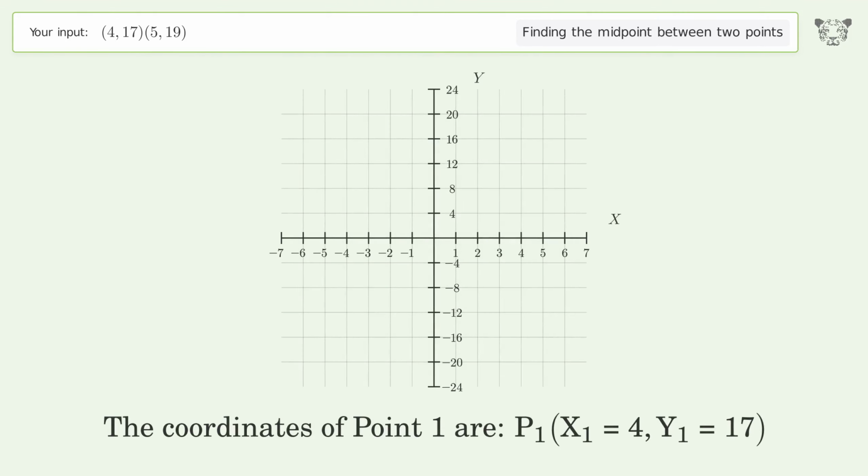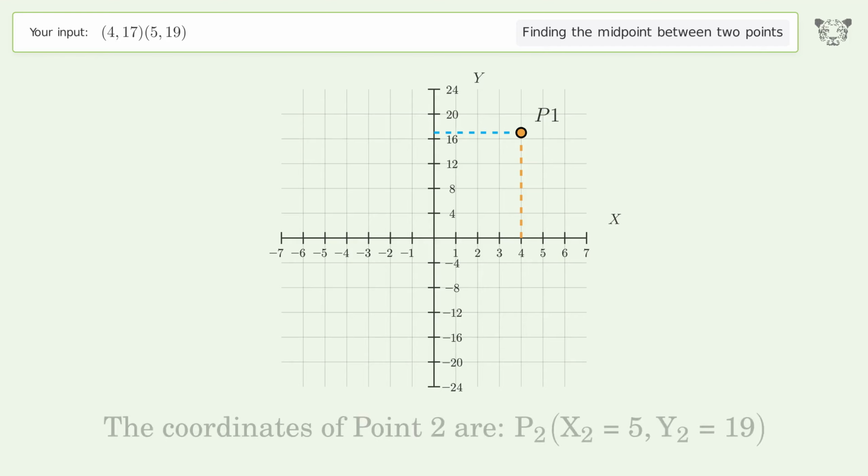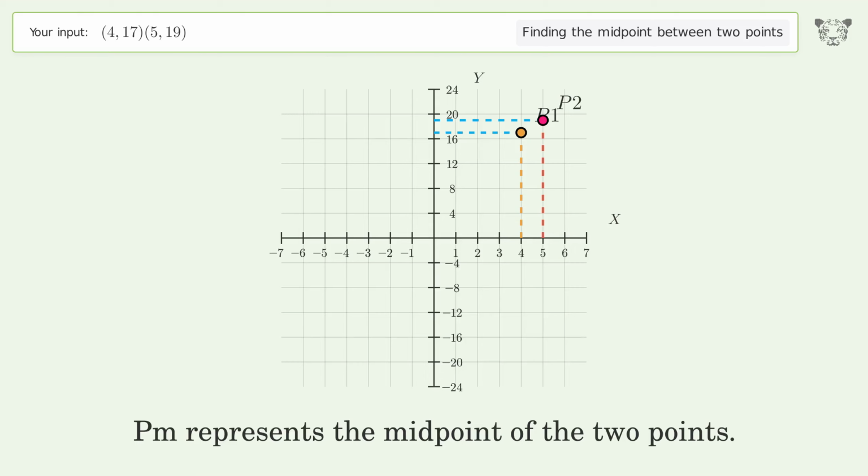The coordinates of point 1 are, x1 equals 4, y1 equals 17. The coordinates of point 2 are, x2 equals 5, y2 equals 19. PM represents the midpoint of the 2 points.